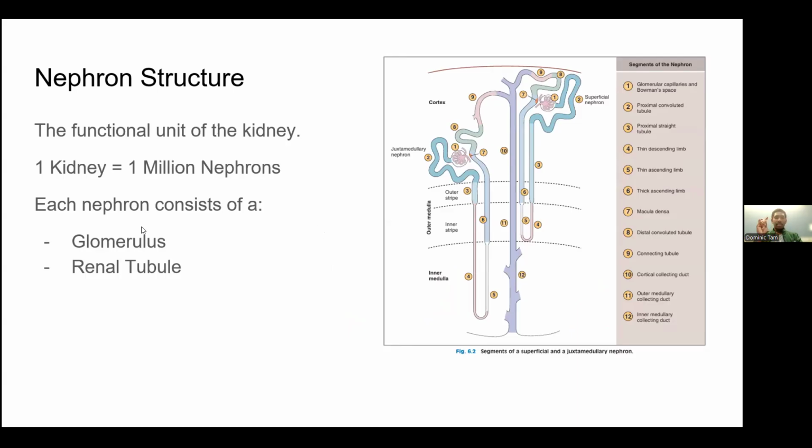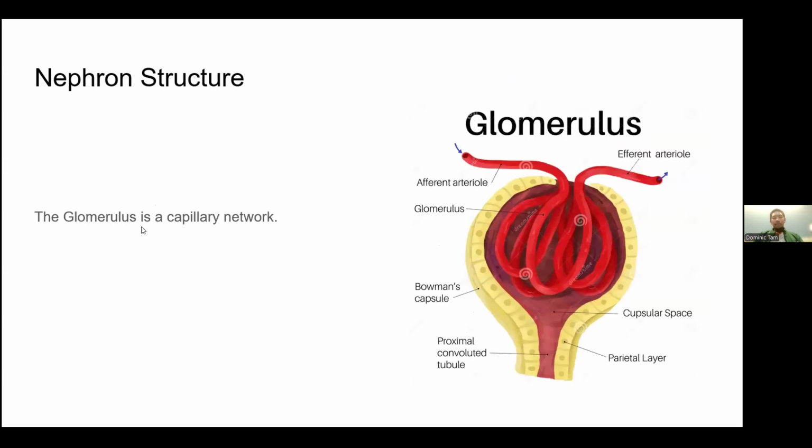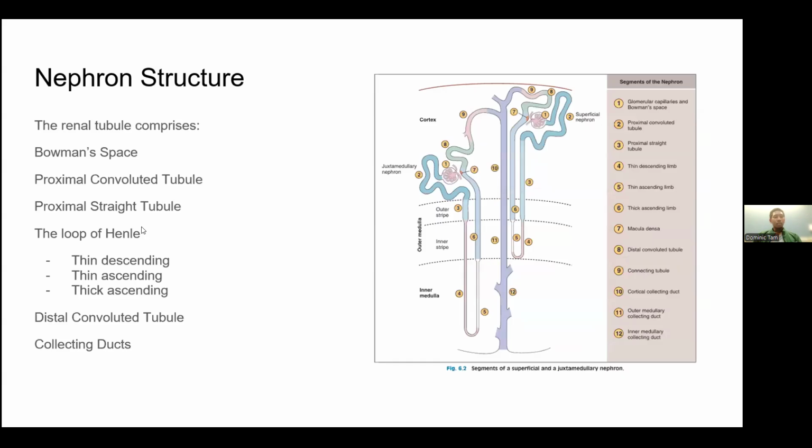Each nephron consists of a glomerulus. Glomerulus means small, convoluted, and intertwined mass, in our case, blood vessels, as well as the renal tubule. The glomerulus is a capillary network which emerges from an afferent arteriole and is surrounded by a Bowman's capsule. Blood is filtered across the glomerular capillaries into the Bowman space. The tubule comprises the Bowman space, a proximal convoluted tubule, a proximal straight tubule, the loop of Henle, with a thin descending, a thin ascending, and a thick ascending part, a distal convoluted tubule, and the collecting ducts. Each one of these structures we are going to go into detail in the following slides.